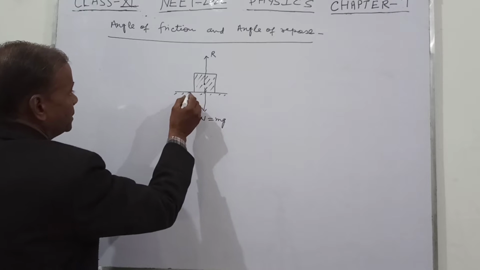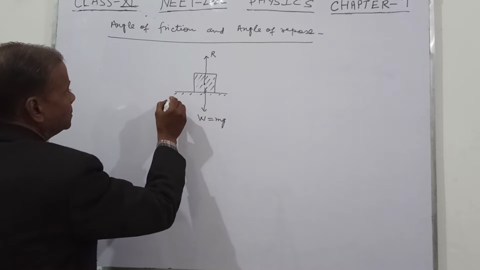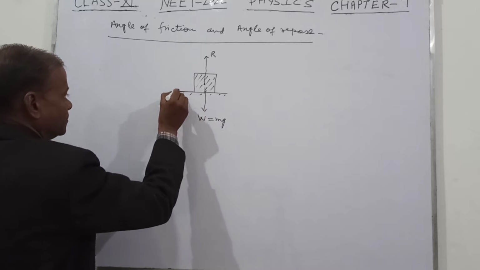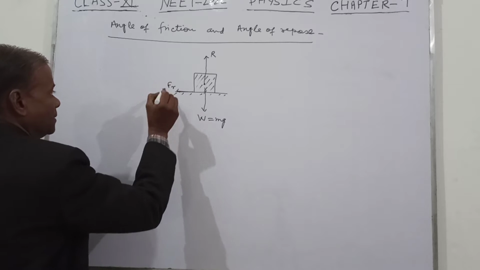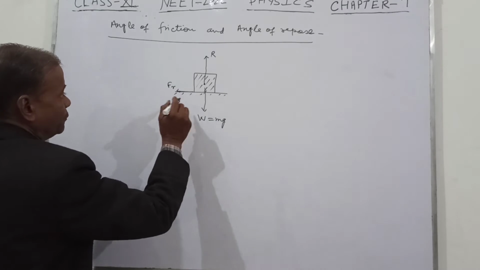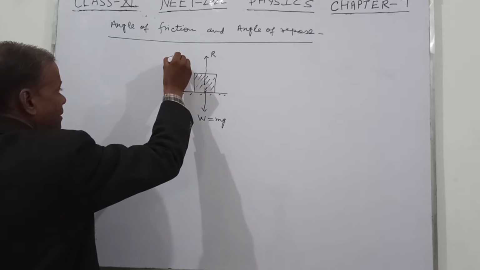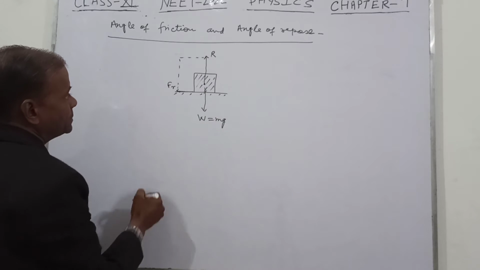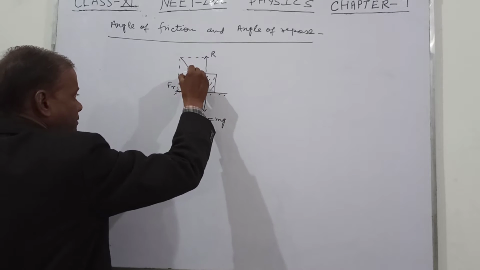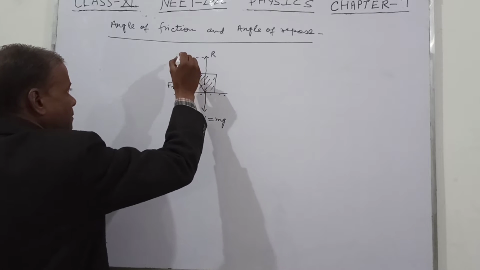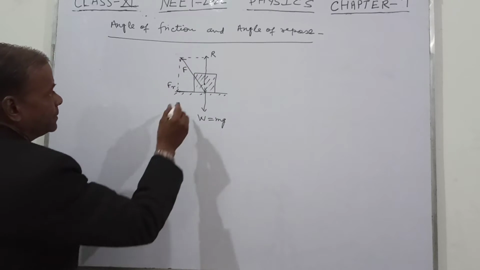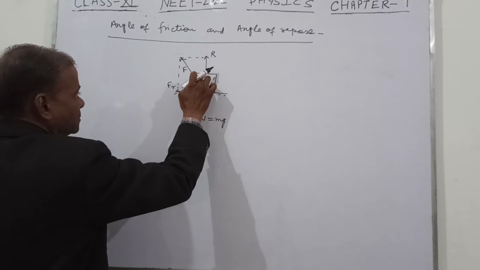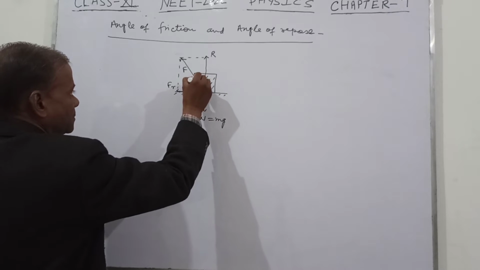Now suppose this is the angle. Here this is the force of friction, and then we complete the parallelogram like this, and this will be the resultant force F, and this angle is theta.